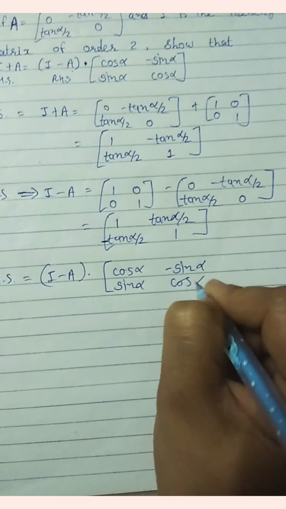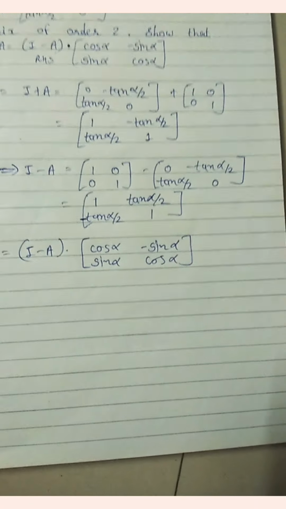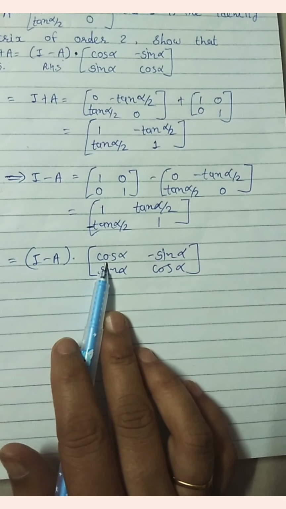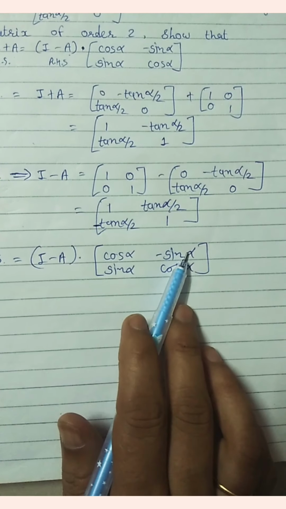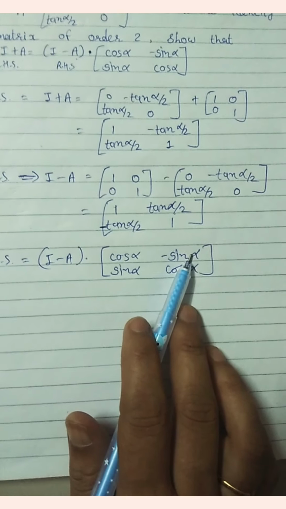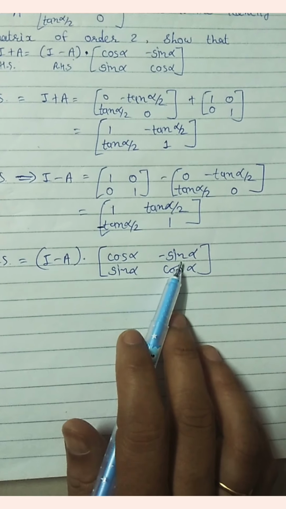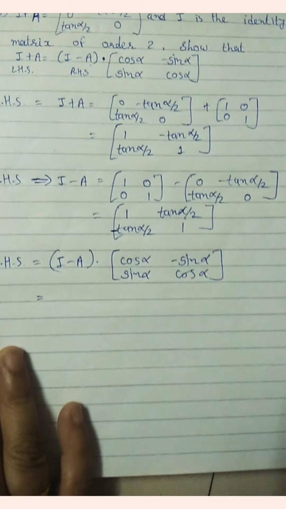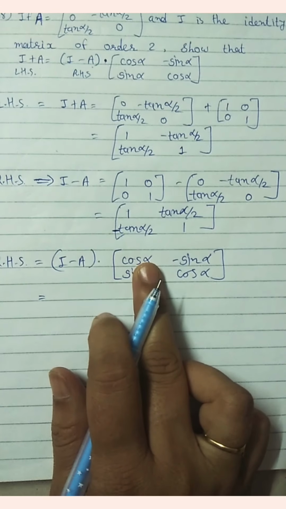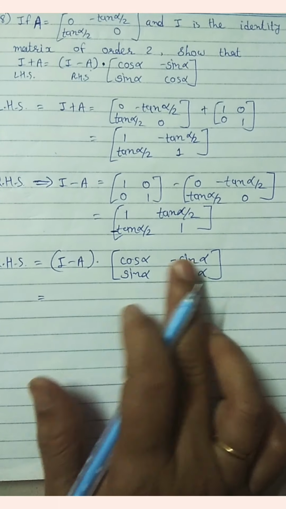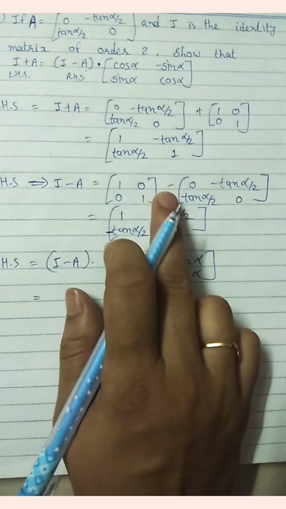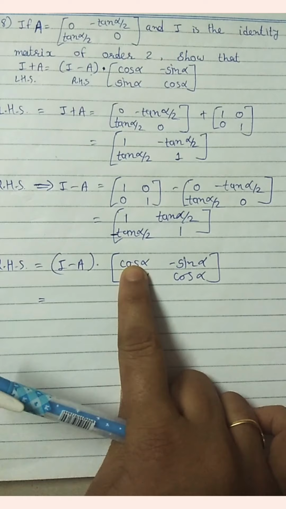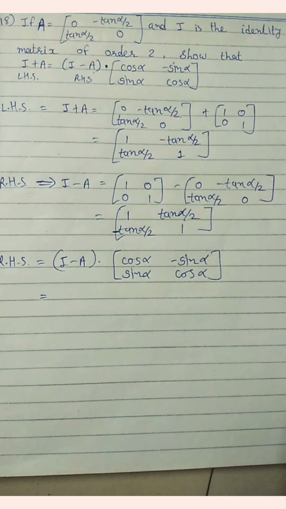Now here we can apply two methods. Either we can apply the formulas of cos 2 theta and sin 2 theta here, and if you want to do it simply, then you just put the formulas of cos 2 alpha, sin 2 alpha in terms of tan alpha by 2. For cos 2 alpha we have 4 formulas.